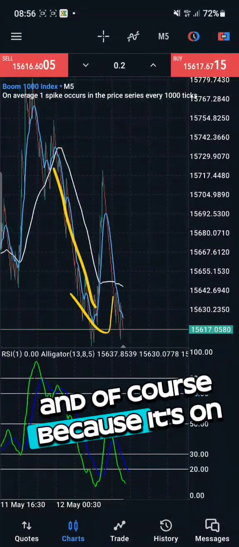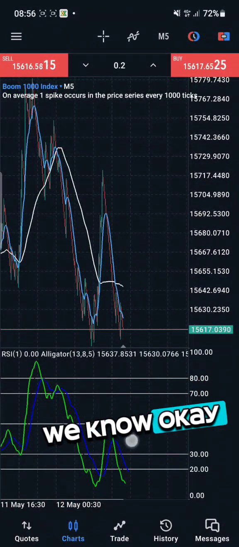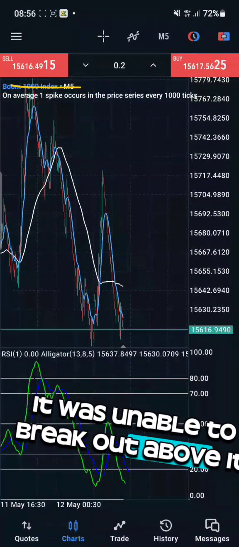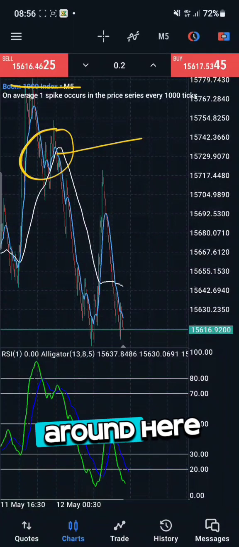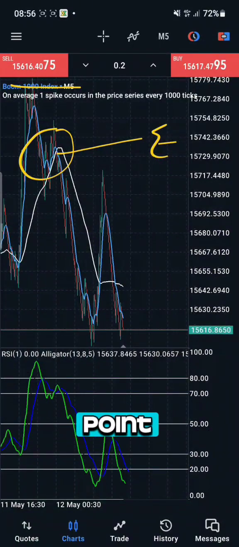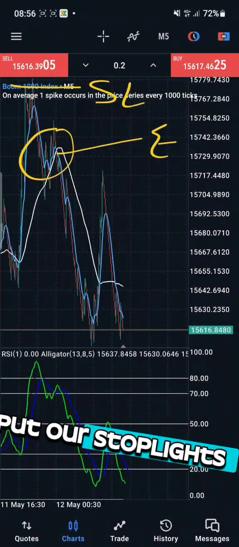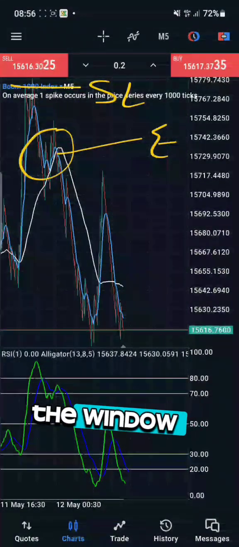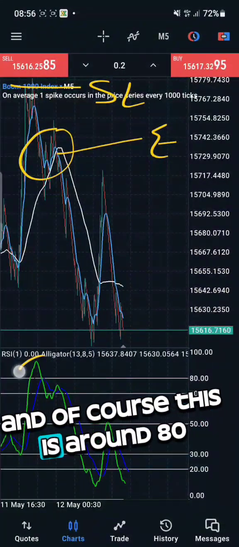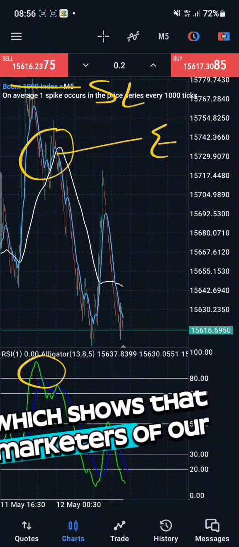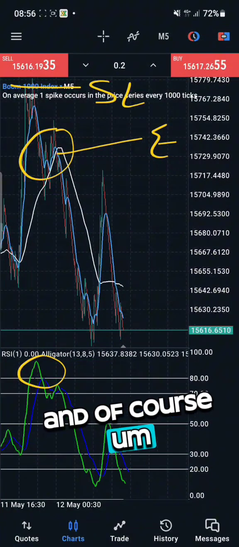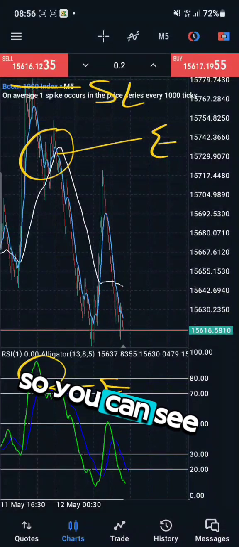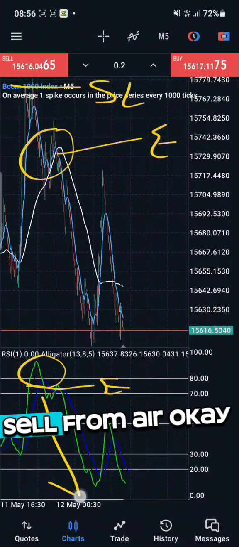Because it's on a downtrend, how do we know? This actually got to a resistance zone around here. It was unable to break out above it, so we had a downward crossing around here. This should be our entry point, and this should be where we put our stop loss. But before we follow up with the entry point, we need to confirm with the window indicator, and this is around 80, which shows that the market is overbought. We also had a downward crossing around here, which should be our entry point. You can see it shows that we can sell from here.